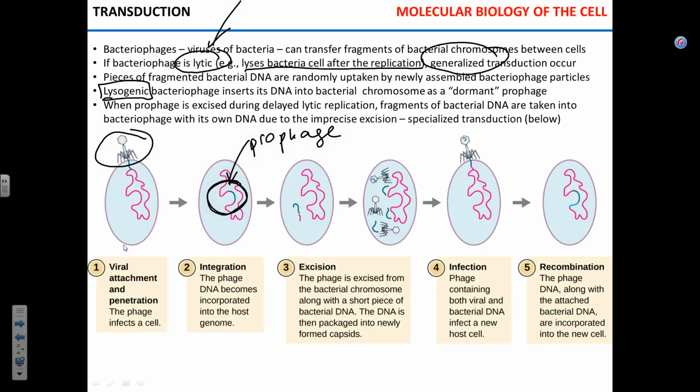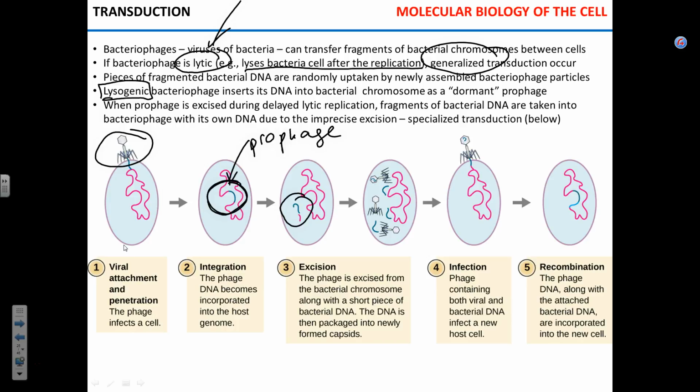At some point, environmental triggers will signal the prophage to cut itself out of the bacterial chromosome. The cutting, the excision, is always imperfect. Any idea what it means? I mean, what it means that the excision is imperfect. Yep, it cuts out some of the bacterial DNA.